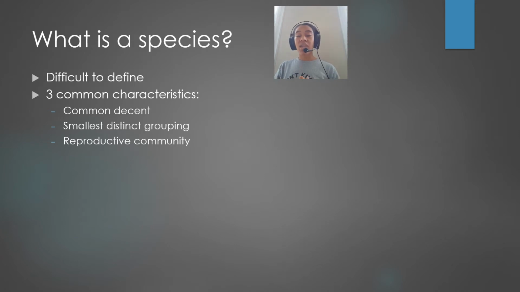And then it must be a reproductive community. So the organisms within a species must be able to reproduce in nature and produce fertile offspring. Every species has an evolutionary duration. So no species lasts forever. We also will not last forever. Every species has a particular time within the greater picture of evolutionary history where they exist.